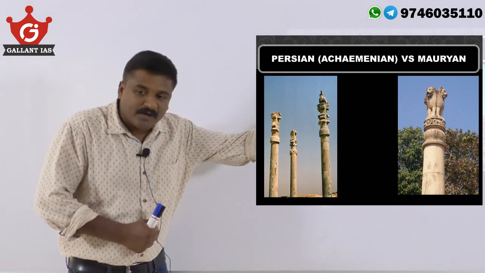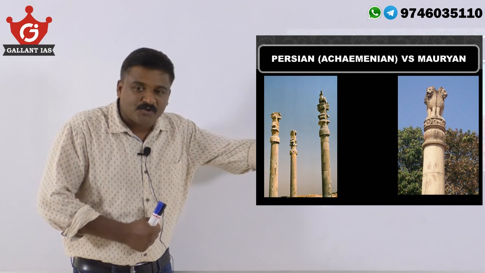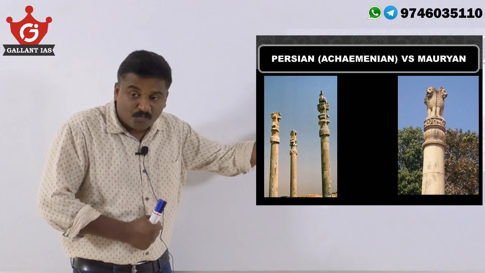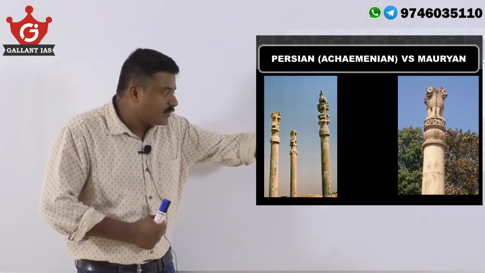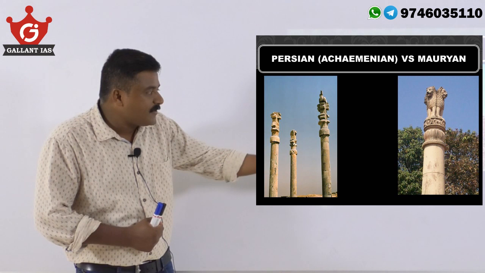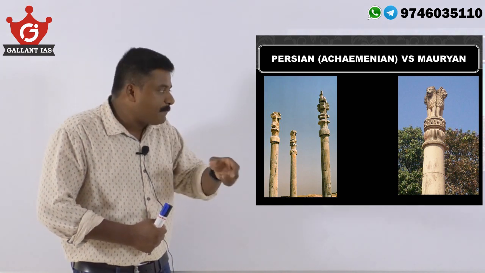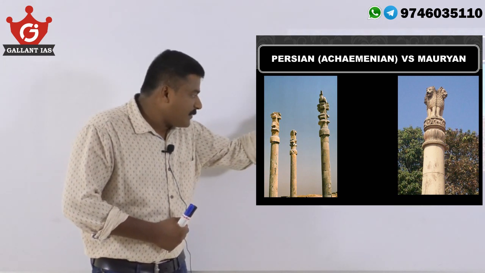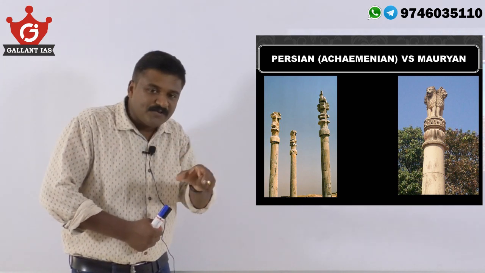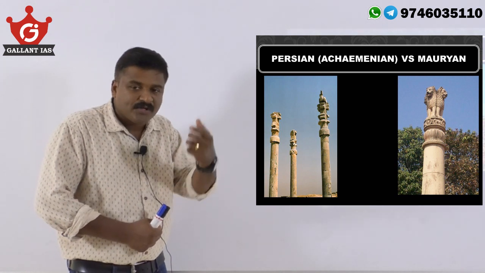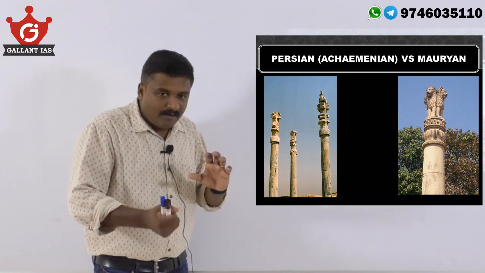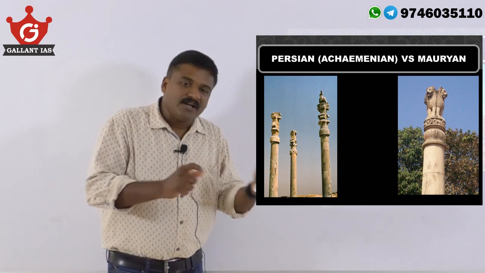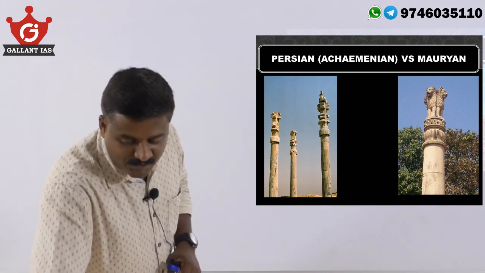Ashokan pillar or Mauryan pillar, its shaft is well polished and has a smooth surface. It has an inverted lotus-shaped capital and abacus, and lions standing back to back. When it comes to the Persian pillar, you can see the surface of the shaft has grooves or channels. It does not have a smooth polished surface. Many differences are there. Let's see what the similarities and differences are.